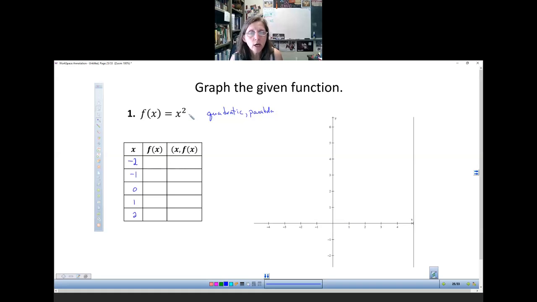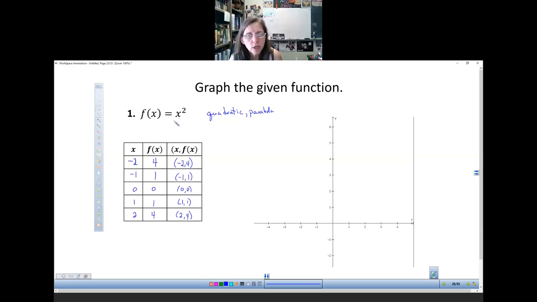If I square -2, I get 4. If I square -1, I get 1. I'm literally plugging these in. 0 gives me 0, 1 gives me 1, and 2 gives me 4. So I have my ordered pairs: (-2, 4), (-1, 1), (0, 0), (1, 1), and (2, 4). Okay.